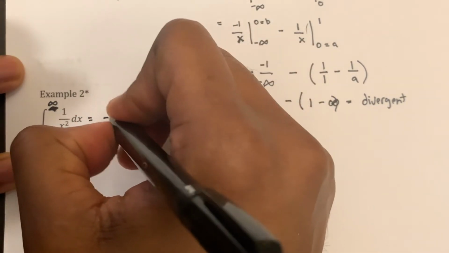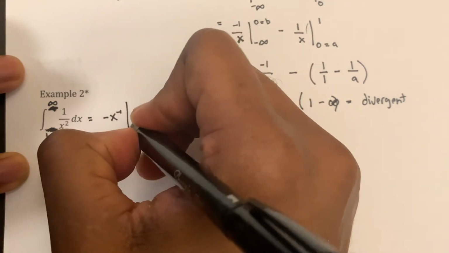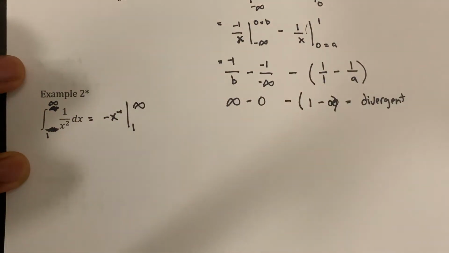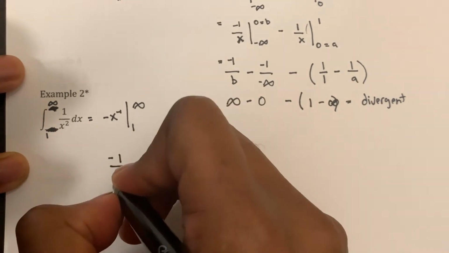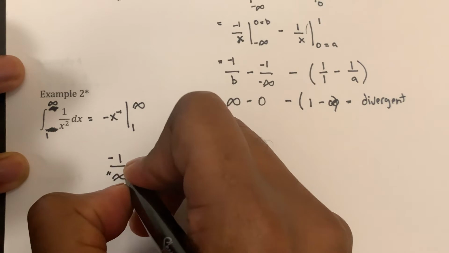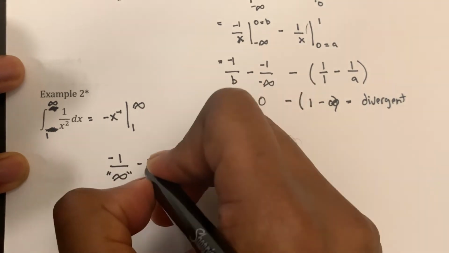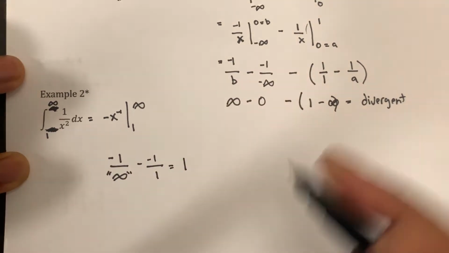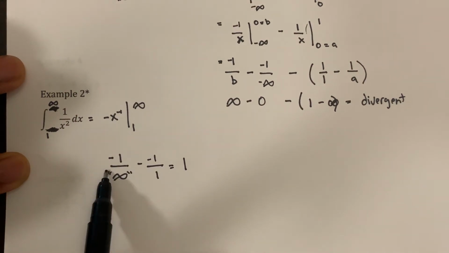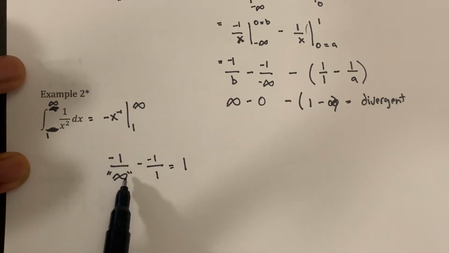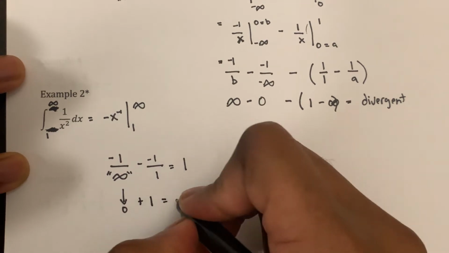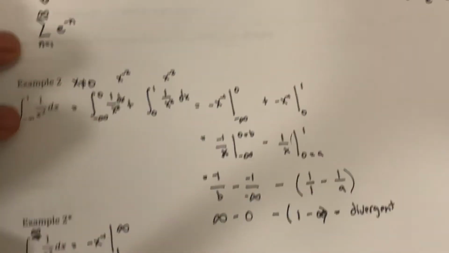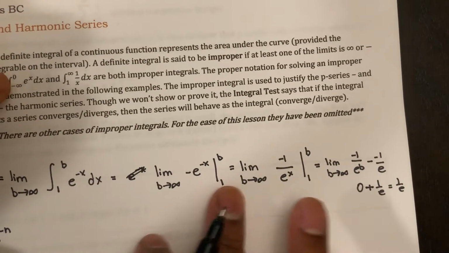So we're still going to integrate this like we would. This is going to be negative x to the negative 1 evaluated from 1 to infinity. So that's going to be negative 1 over, in quotes, infinity, minus negative 1 over 1, which equals 1, because this first fraction is going to be 0, since you have negative 1 divided by a large number. So we get 0 plus 1, which just equals 1. Again, we're just using this as shorthand for all of this.